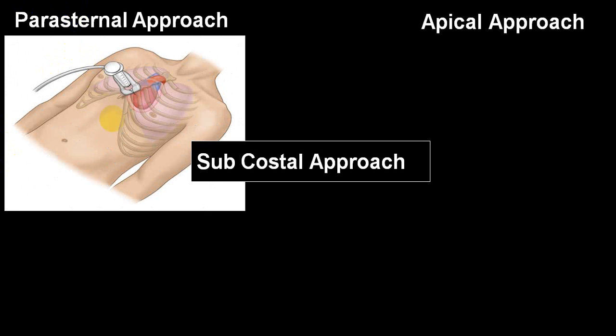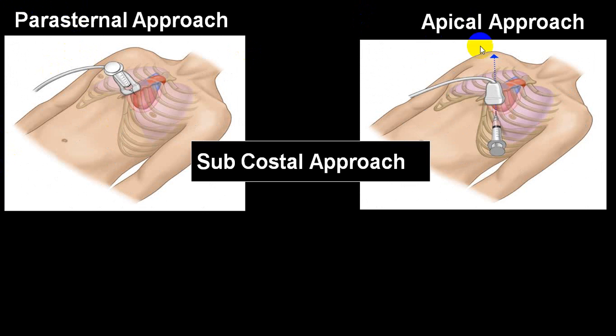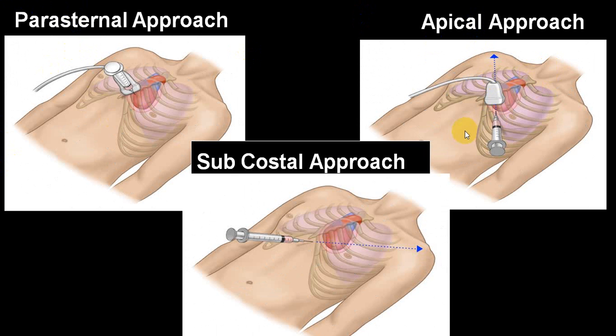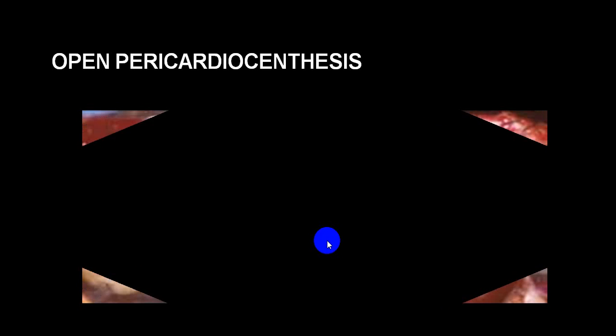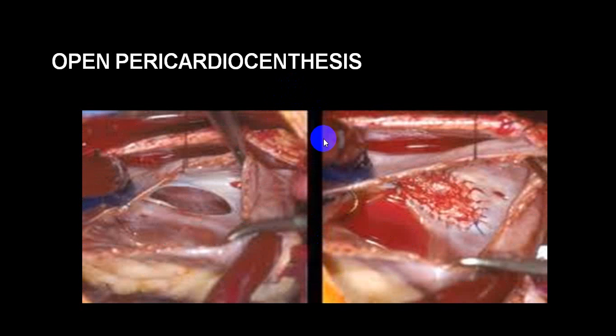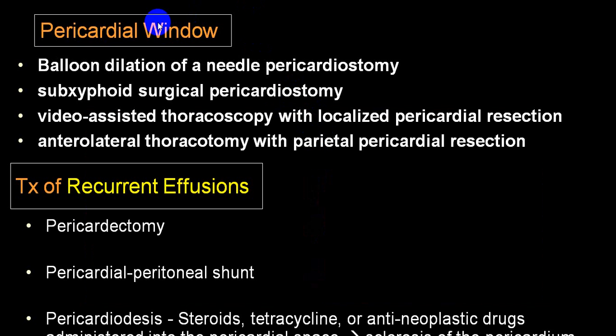This is parasternal approach. This is apical approach, and this is subcostal approach. This is subcostal approach, or we call xiphoid approach. This is ultrasound guided, and this is open pericardiocentesis. You can create a pericardial window by balloon dilatation or needle pericardiostomy, or you can go for sub-xiphoid surgical pericardiostomy, or you can go for video assisted thoracoscopy with localized pericardial resection, etc.